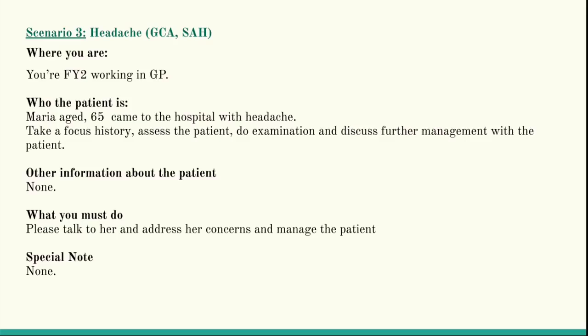Examination is the same as we've discussed earlier in the GCA case. I would like to check your observations, including your blood pressure, temperature, heart rate, breathing rate, and the level of oxygen in your blood. Then I would like to just look and feel around your head. I would like to have a look at the back of your eyes. I'll do a complete neurological examination for you. I'll also do a neck examination for you.